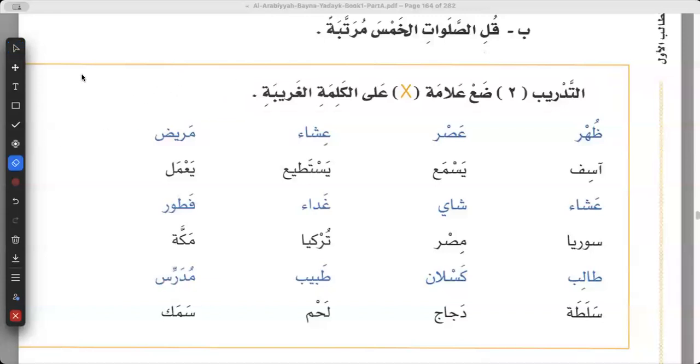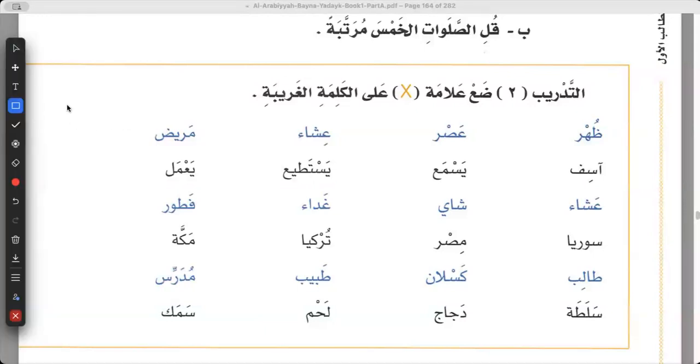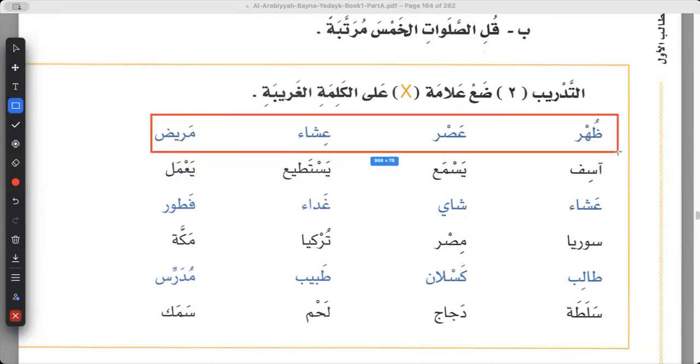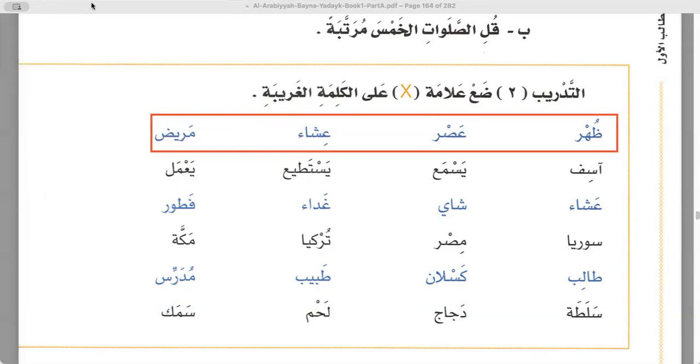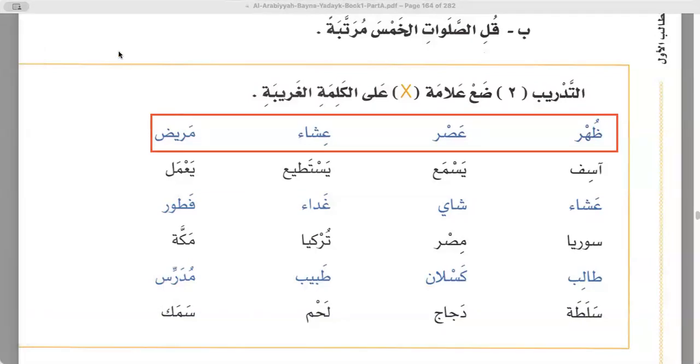If you look at the first one, you have Zuhr, Asr, Isha, Marid. So it is very glaring. Dr. Agoro, can you tell us a strange word in that line? Zuhr, Asr, Isha, Marid. Are you there? Is Dr. Agoro there?